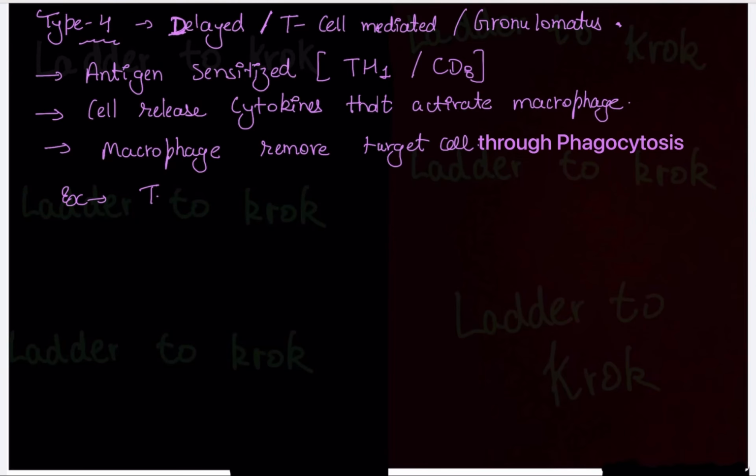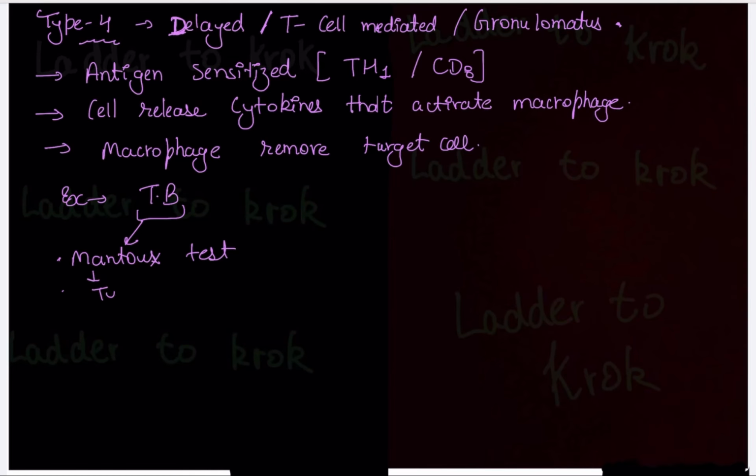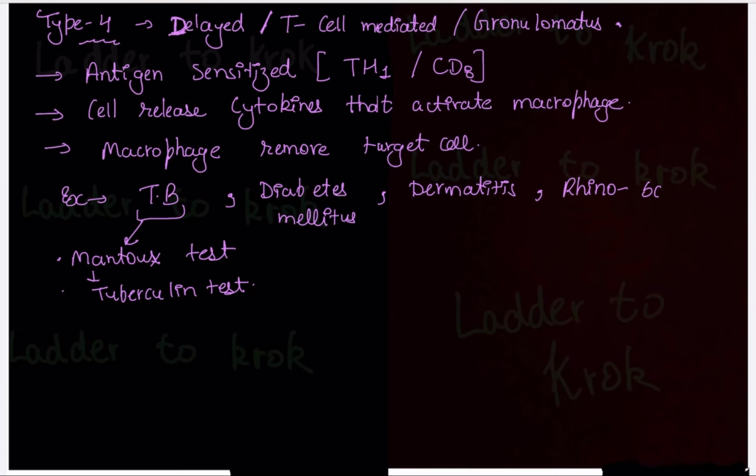The examples under this are like TB. In TB there is a TB test. Do you know what the TB test is? The Mantoux test, also known as the tuberculin test. This hypersensitivity is also seen in diabetes mellitus, dermatitis, and rhinoscleroma. And one more thing, it's not a disease, it's an allergy basically: poison ivy rash, which is also under type 4 hypersensitivity.